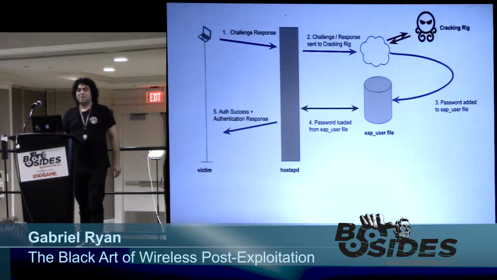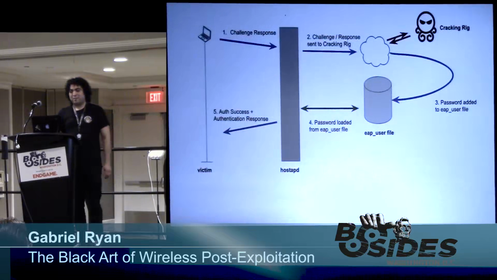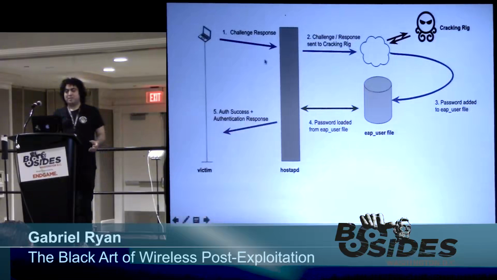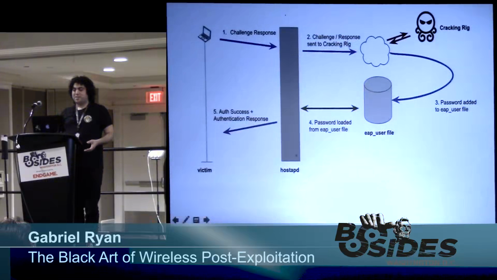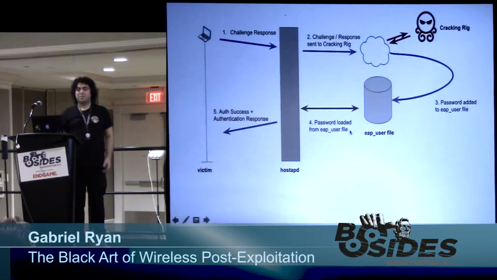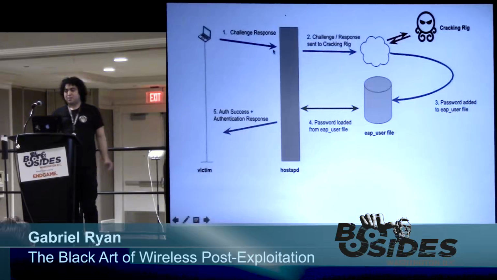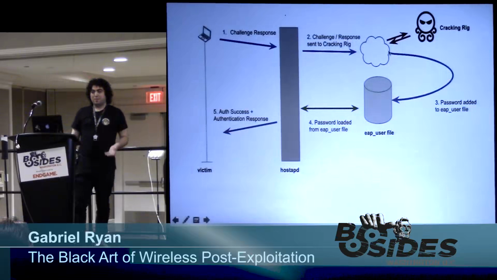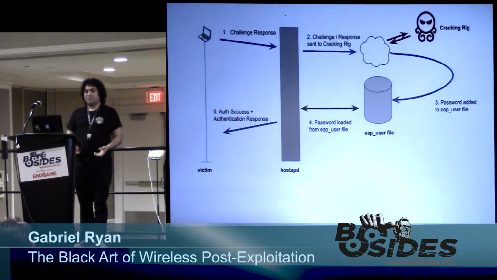So the way that you get around this using auto crack and add is that the second you receive the challenge response, you modify hostapd so that instead of immediately loading the password from the EAP user file, you instead shoot the challenge and response off to a remote cracking rig somewhere, which presumably is equipped to crack these passwords relatively quickly.